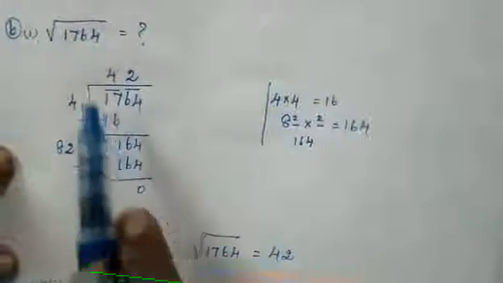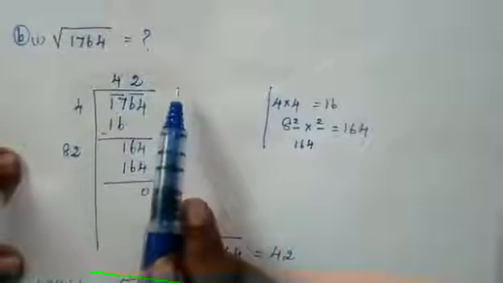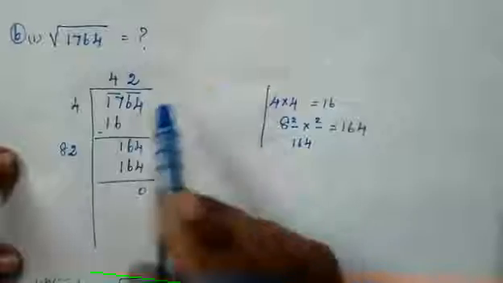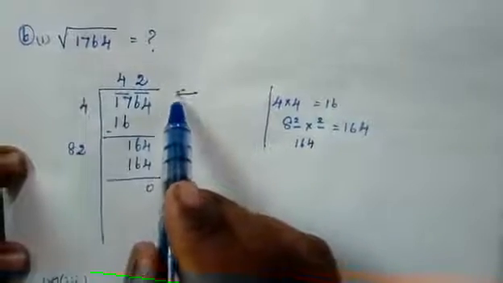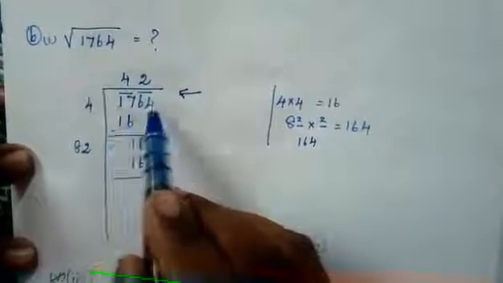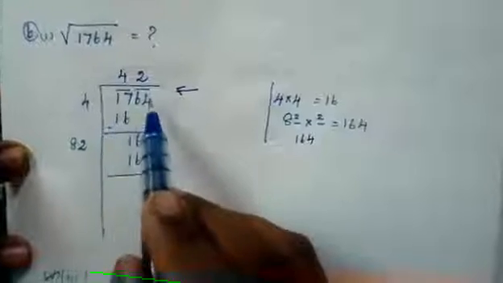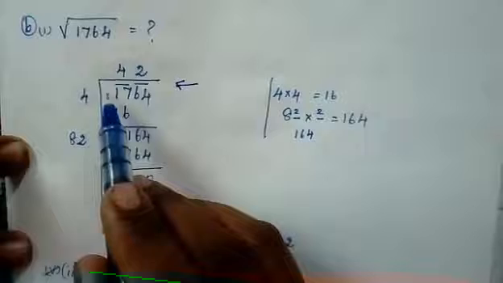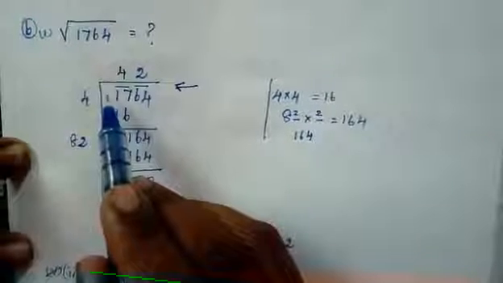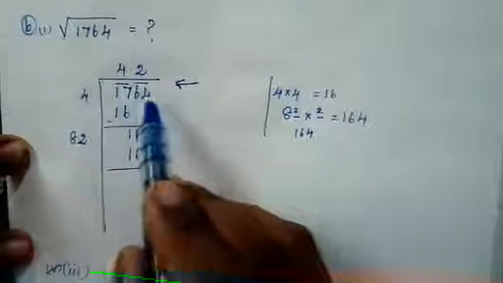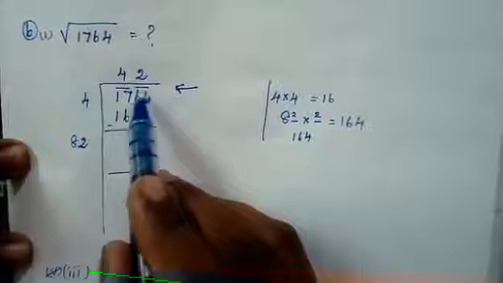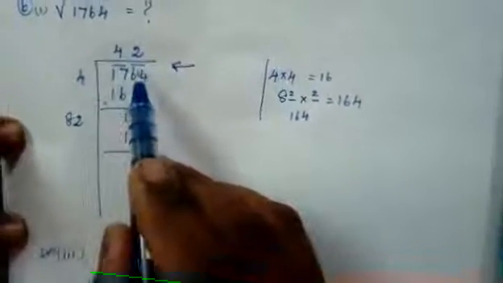First, we have to write the given number under the square root symbol. Then you make pairs of numbers starting from the right hand side. Like this, you have to arrange pairs of numbers. A pair means two numbers make a pair. Suppose any number does not have a pair, you leave that number as a single digit. So here 1764 is there. That is 17 and 64, 2 pairs are there.